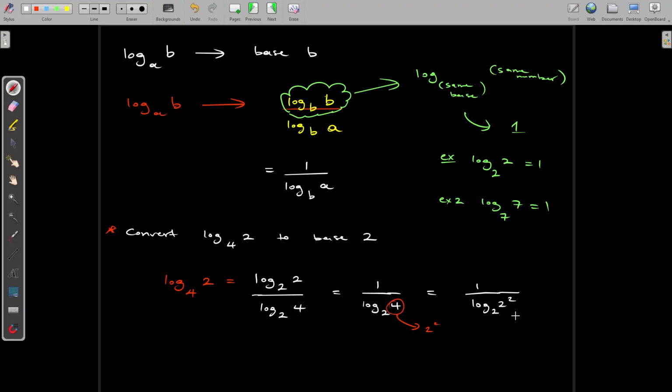Yes, the 2 would automatically come to the front here. So our final answer now would be what? After this 2 comes to the front, we'll have 2 log base 2 of 2, and we know that's going to be 1. So it's just 2 in the denominator position, so the answer is a half. Is that clear?